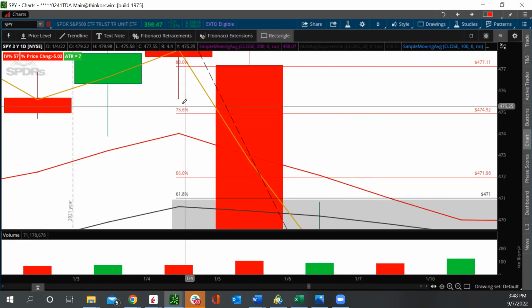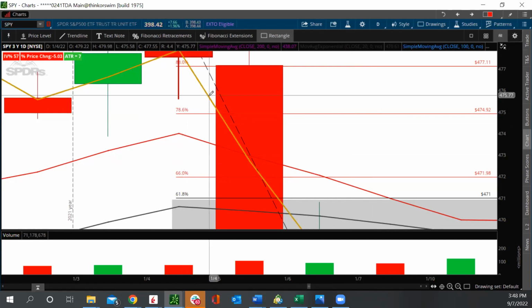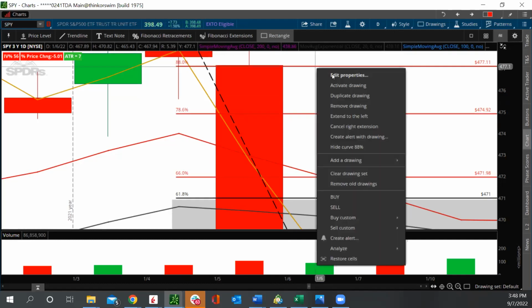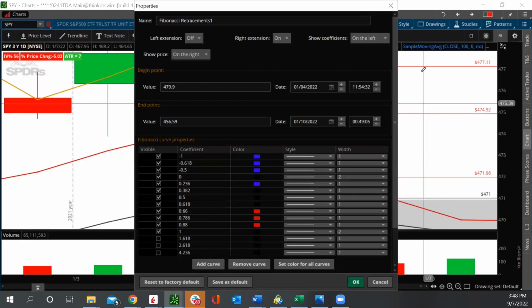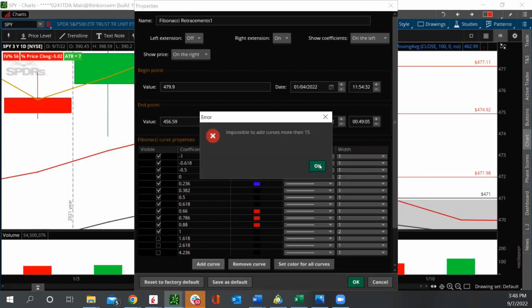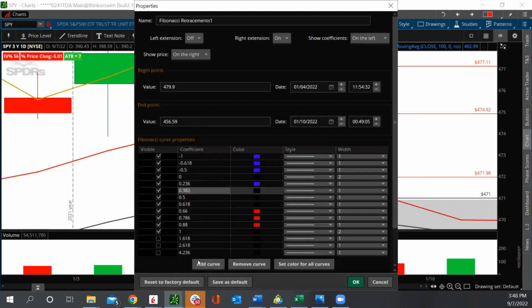Those are not levels that are typically in the default settings. In order to change that, right click on the fib and hit edit properties. You can click on add curve, and I'm already at my max number. But if you click add curve, you can create your own levels.